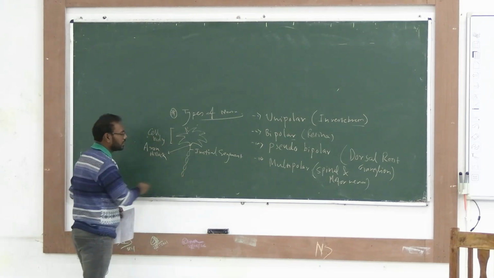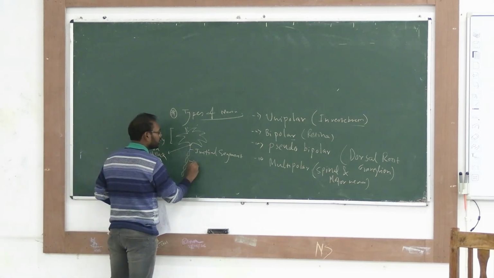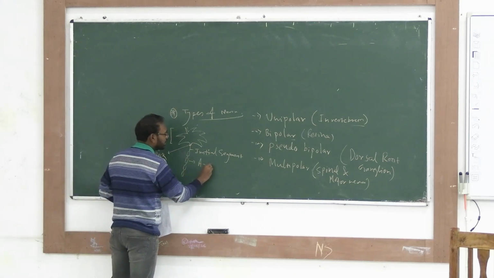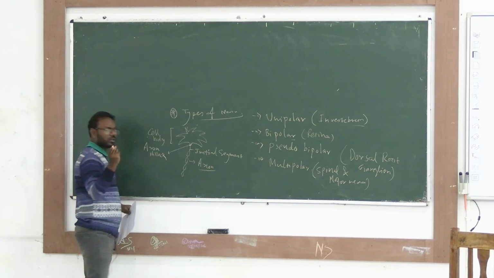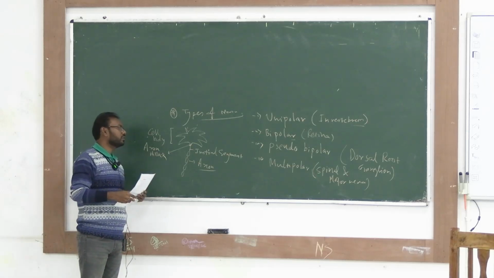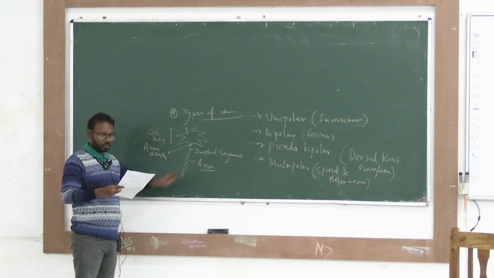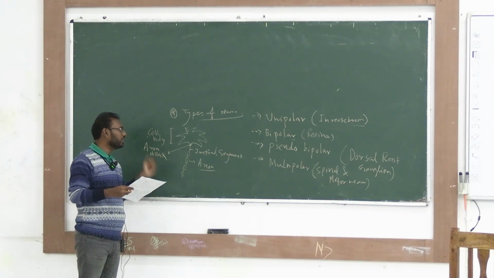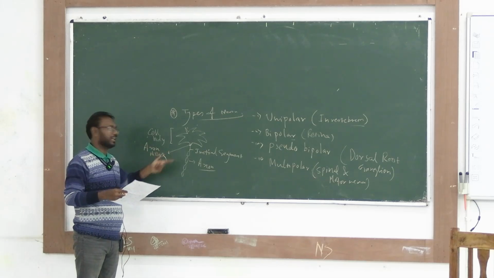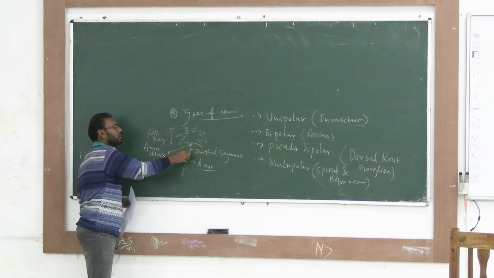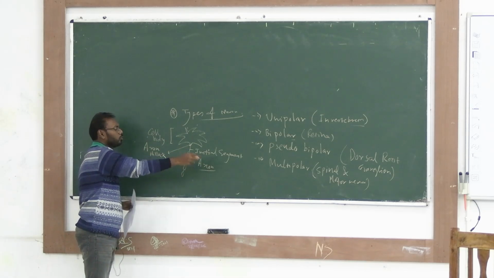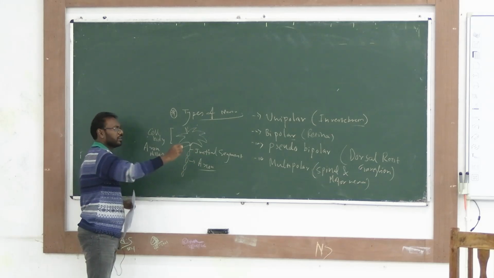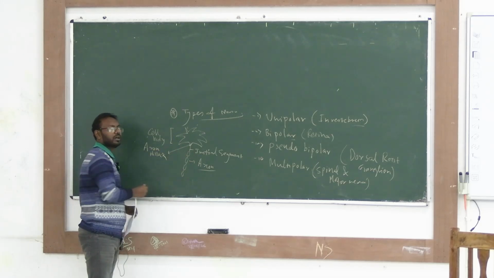So this is your axon. When we talked about the peripheral nervous system, those Schwann cells can produce only one myelination on one axon, and to myelinate another axon another Schwann cell will have to come, right?